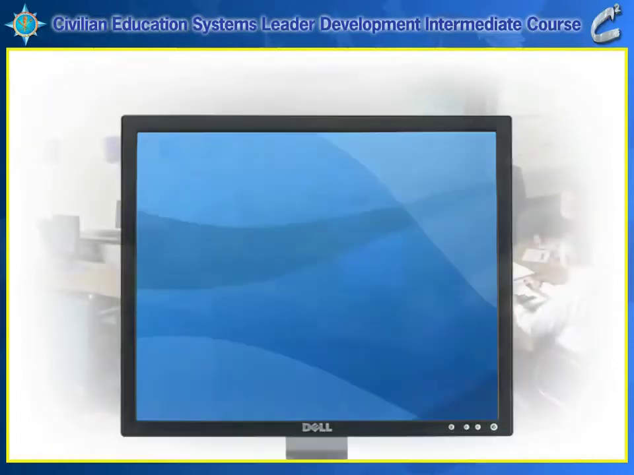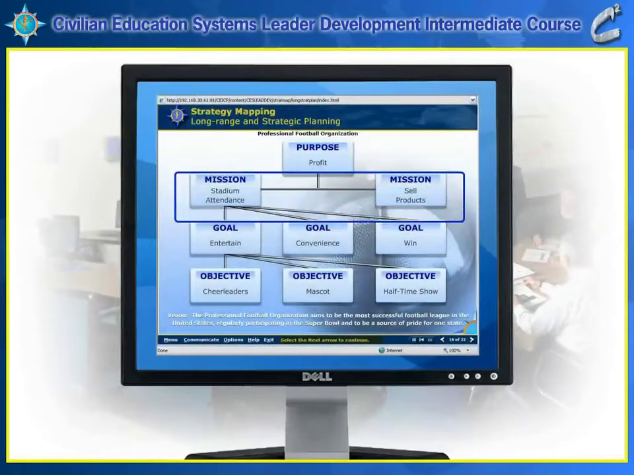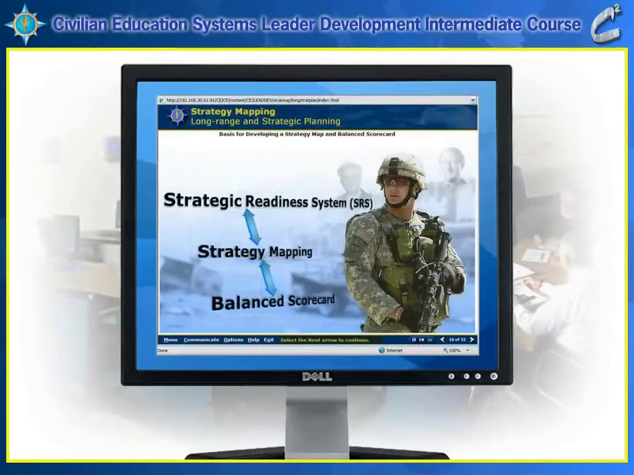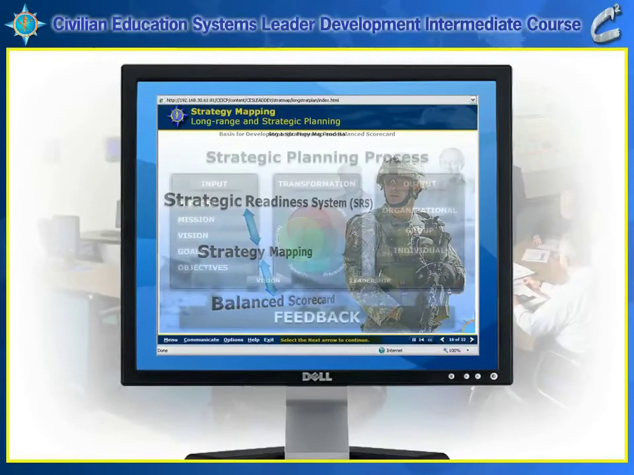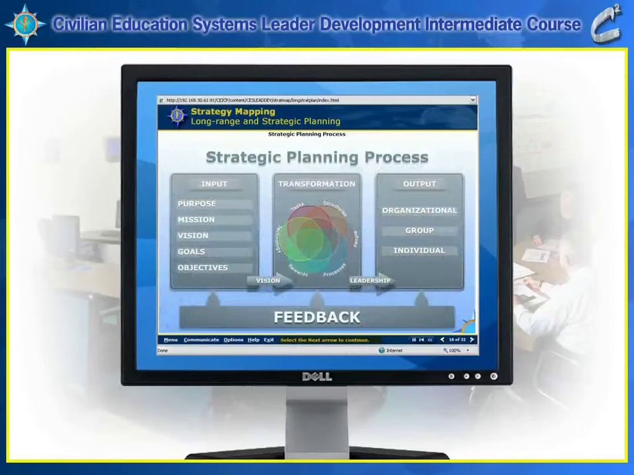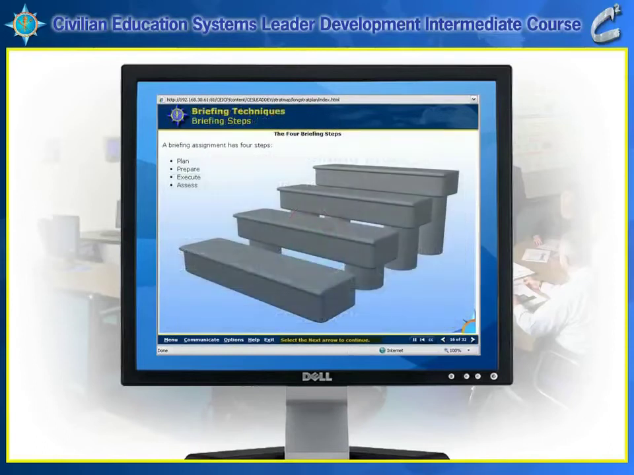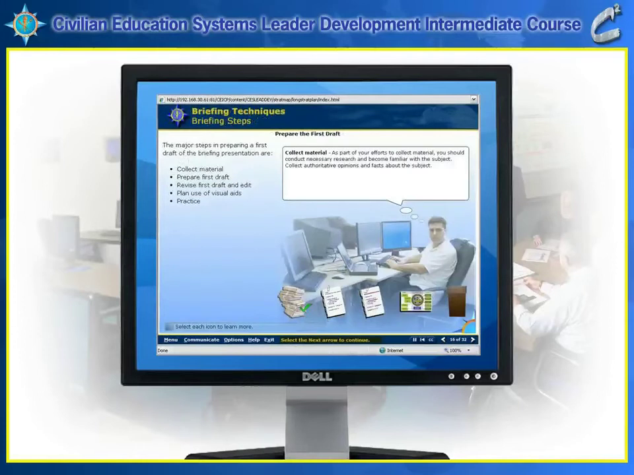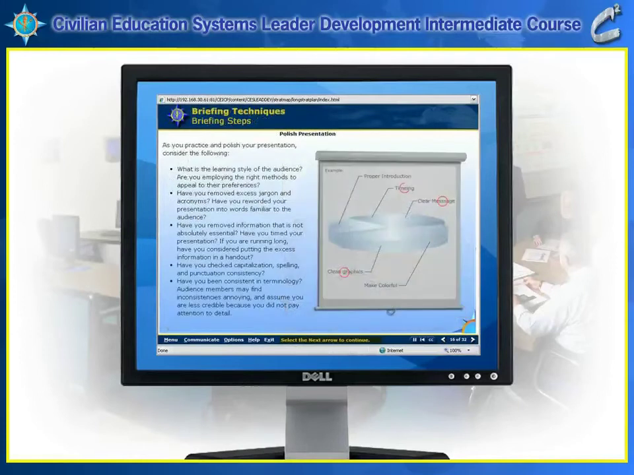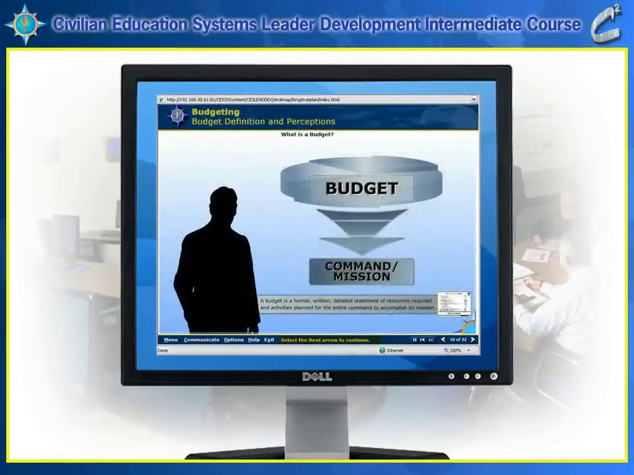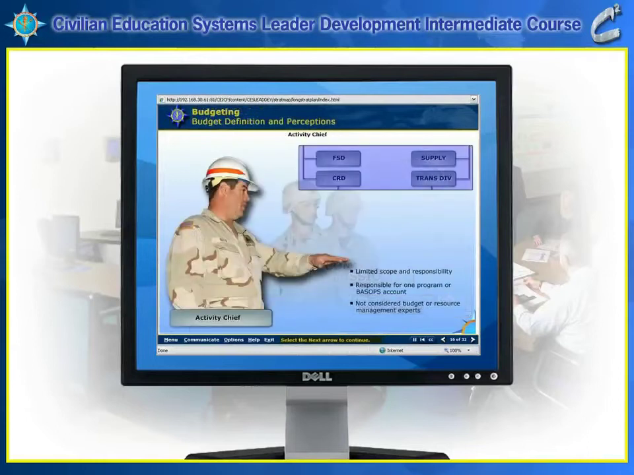In strategy mapping, the vision of an organization is displayed and graphically portrayed to formulate an organization's high-level goals and execution plans. Briefings are a means of presenting information to commanders, staffs, or other audiences. In a budgeting lesson, the student makes decisions on accurately preparing and executing a budget for an activity.